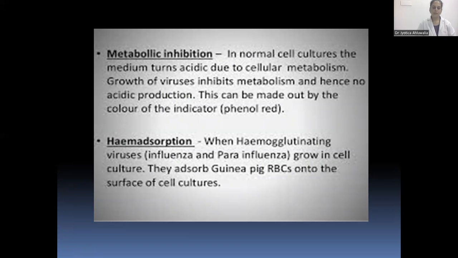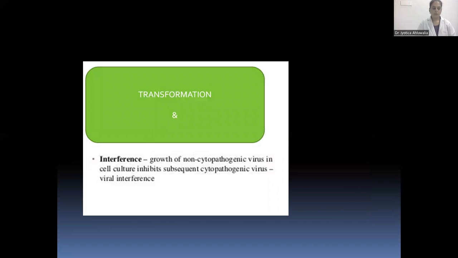The guinea pig erythrocytes adsorb on the surface of the cell in hemagglutinating viruses. The various transformations of oncoviruses will be seen as piling up, and there is fluorescent antibody staining, or hemagglutination, and interference, in which the growth can be inhibited by adding a known cytopathogenic virus. These are the ways to detect virus growth in cell culture.